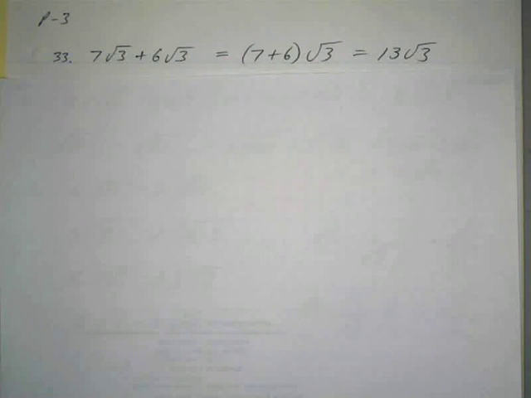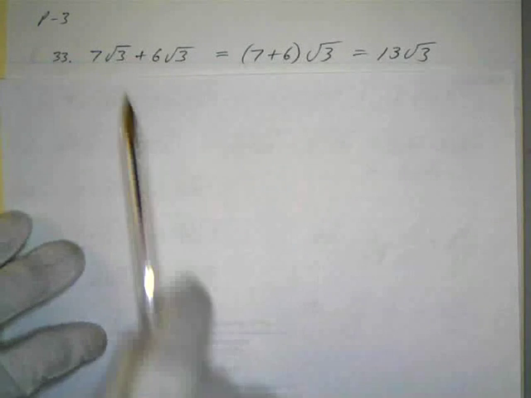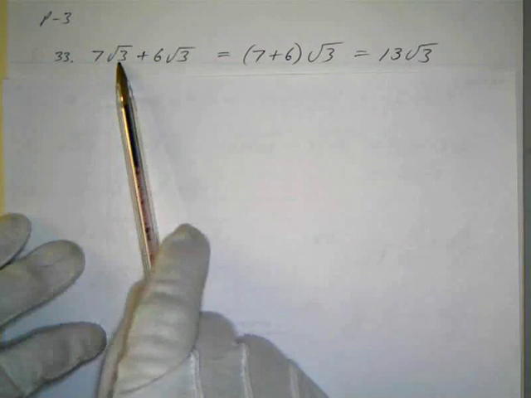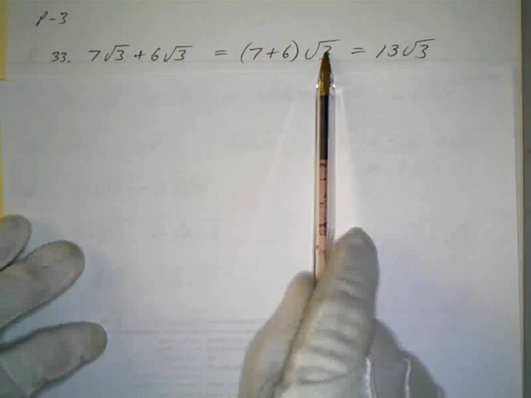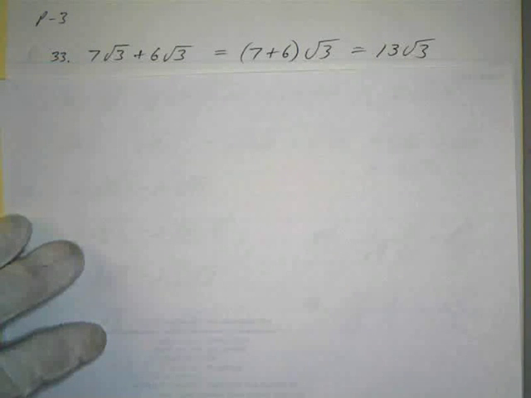And we're just adding. And remember, in order to add radicals, they have to have the same index and the same radicand. And these have the same index, which is understood to be 2, just the square root. So you've got 7 of these plus 6 of those. Now you can write it and use the distributive property, 7 plus 6 of those, which is 13. So 13 square roots of 3.